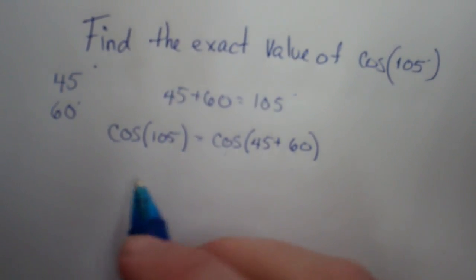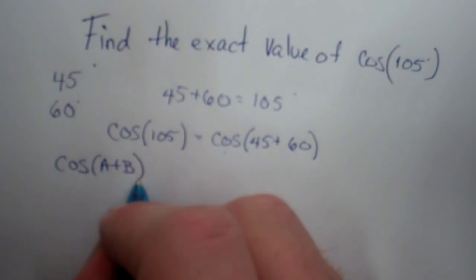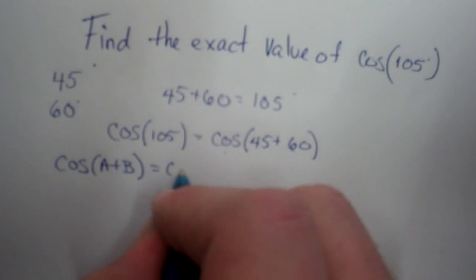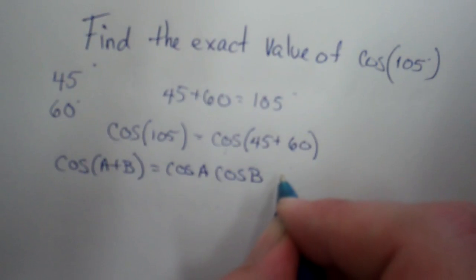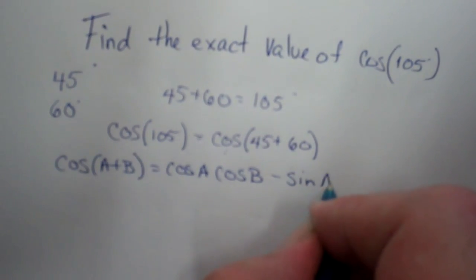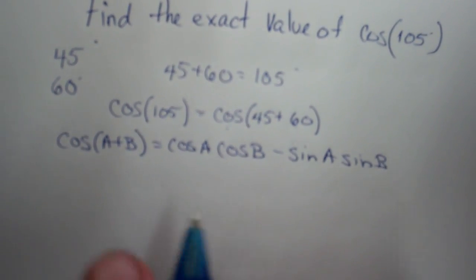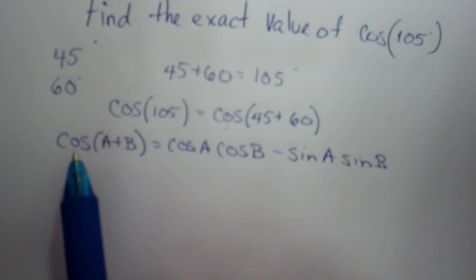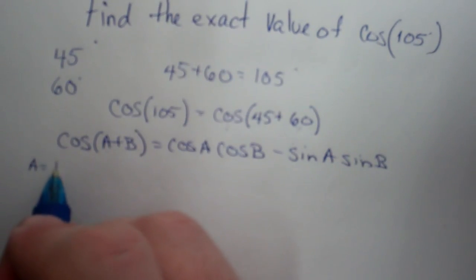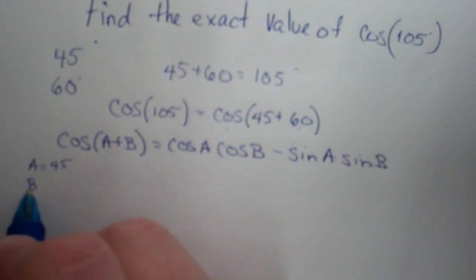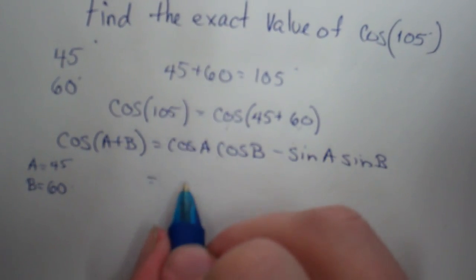I'm going to write that formula down underneath here. So this says the cosine of A plus B is equal to the cosine of A times the cosine of B minus the sine of A times the sine of B. And let's do our substituting. So it says cosine of A plus B, so there's 45 plus 60. So in this case, our A is 45 and our B is 60. Trigonometry is a big exercise in substituting, so let's do the substituting now.